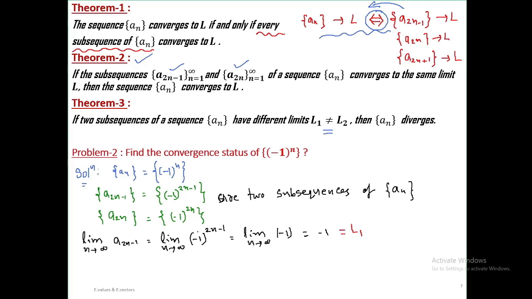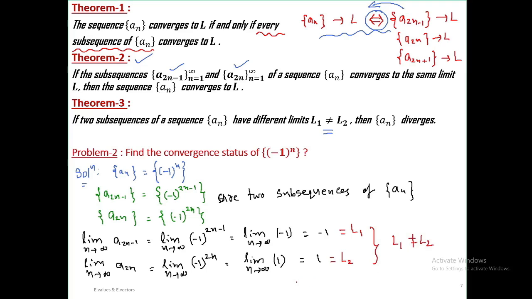Look at theorem number 3. Okay. Next limit, n tends to infinity. Look at second subsequence. A to n. Nth term of the second subsequence is a to n. Now limit n tends to infinity, or n becomes large. What is a to n? Minus 1 whole raised to n. Now, what is the value of minus 1 whole raised to n? Whole power 2n, since it is even number, minus 1 whole to the power of even number is always plus 1 only. Now this becomes constant sequence, so it is 1. Now this is L2. From these two I can say that L1 is not equal to L2.